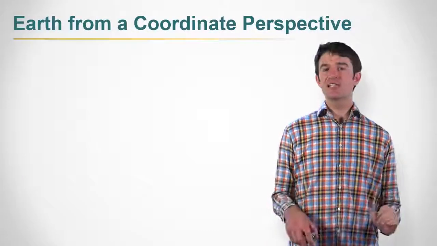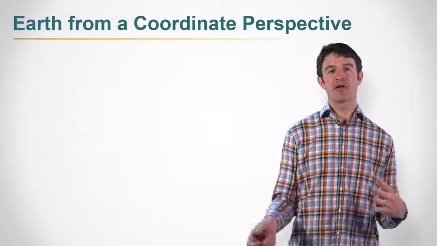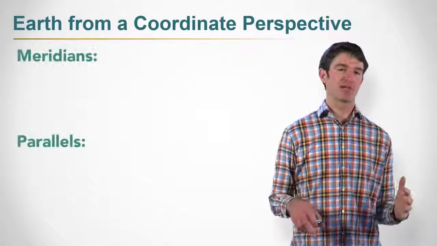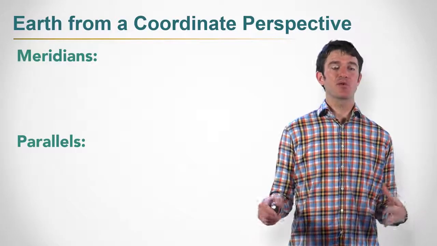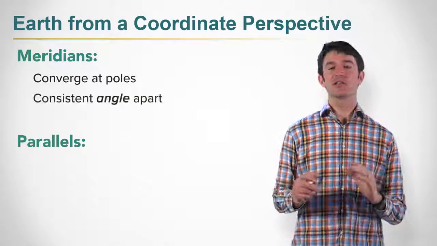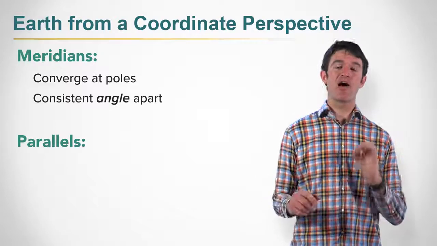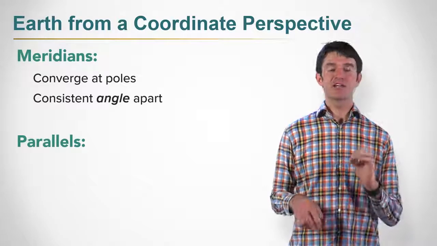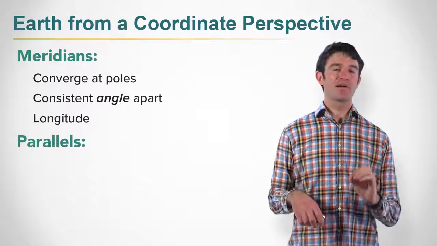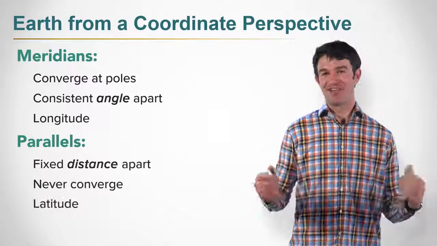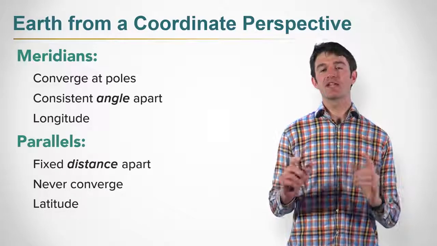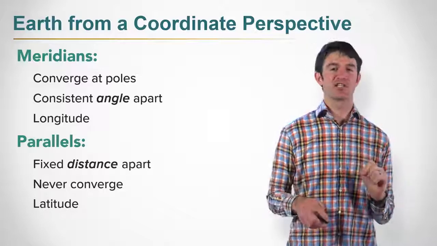To start, let's take a look at how we've laid out the Earth from a coordinate perspective. In a geographic coordinate system, we talk about meridians and parallels. We define this based on the poles, with meridians converging at the poles, necessitating the angular coordinate system. The lines aren't a constant distance apart, but they are a constant angle apart. These are the lines of longitude that comprise the x-coordinates in a GCS. Parallels, on the other hand, are parallel and never converge. They are a fixed distance and angle apart and represent our lines of latitude comprising the y-coordinates in a GCS.